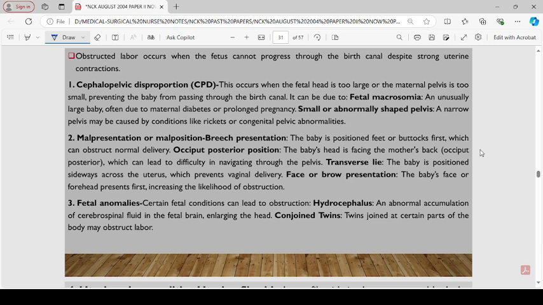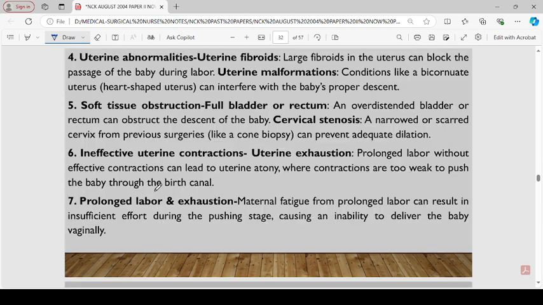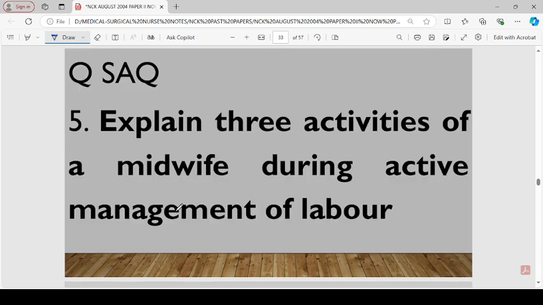The other question is state 4 causes of obstructed labor. Obstructed labor occurs when the fetus cannot progress through the birth canal despite strong uterine contraction. So we have the CPD, the cephalopelvic disproportion, malpresentation and malpositions, fetal anomalies. We have uterine abnormalities, soft tissue obstruction, ineffective uterine contraction, prolonged labor and exhaustion, right?